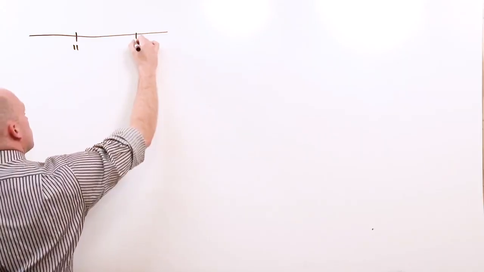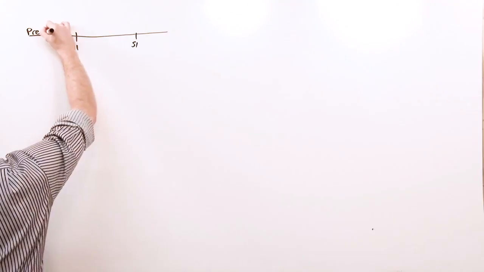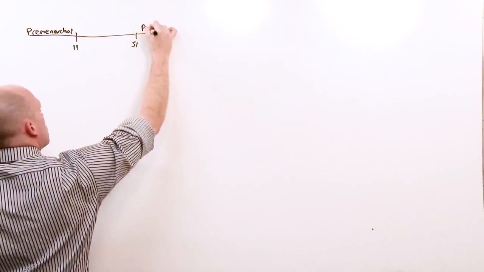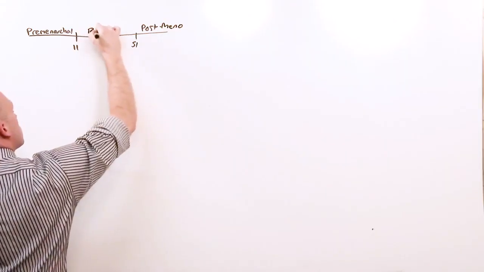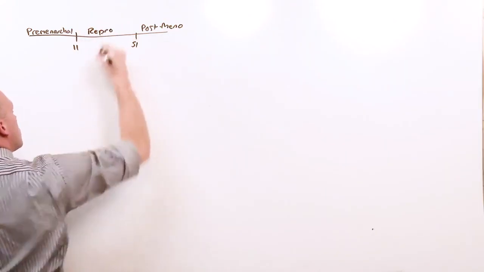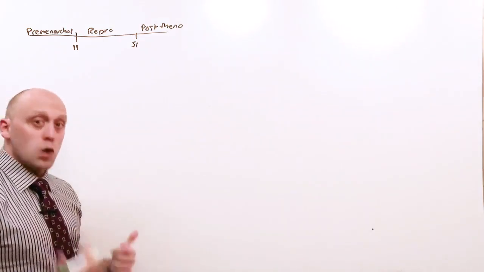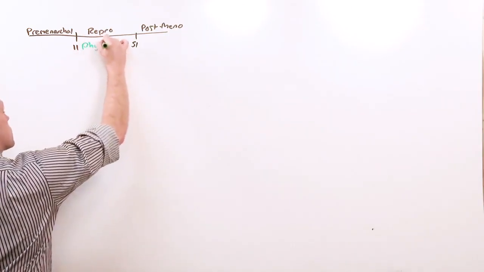Menses at 11, menopause at 51. Before menses, she is premenarchal. And after menopause, she's postmenopausal. In between, she is in her reproductive years. And only in her reproductive years are ovarian cysts okay. That is, they may simply be physiologic.